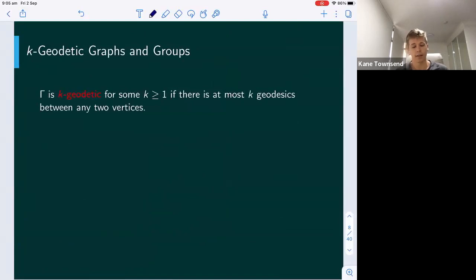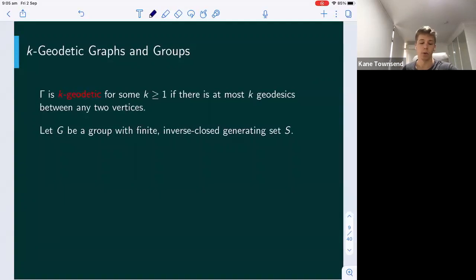We're going to generalize this definition of geodetic to k-geodetic. Gamma is k-geodetic if there's some k such that there are at most k geodesics between any two vertices. And we're going to apply this to the Cayley graphs of groups. So we're going to let G be a group with finite inverse closed generating set S. This will give us the connected, locally finite graph that we want. But this graph could be infinite if the group's infinite.